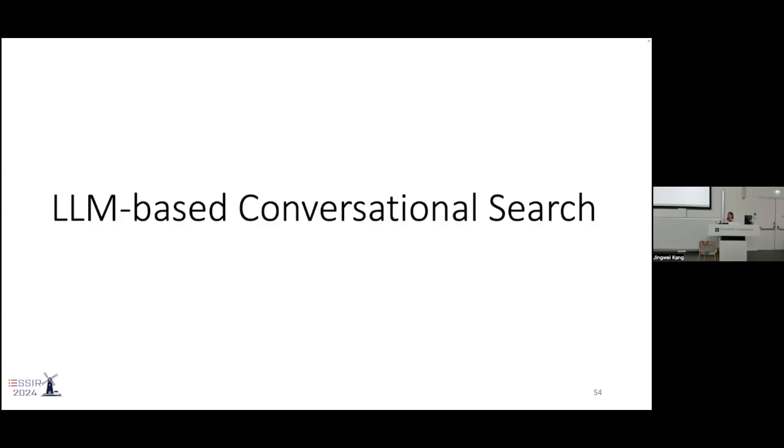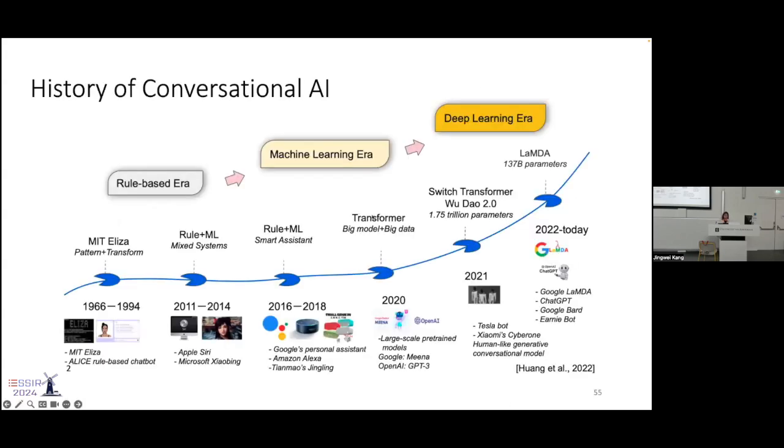Let's continue our lecture and move on to our next section on LLM-based conversational search. Before we get started, let's briefly take a look at the history of conversational AI. Basically, we can divide this conversational AI history into 3 different phases.